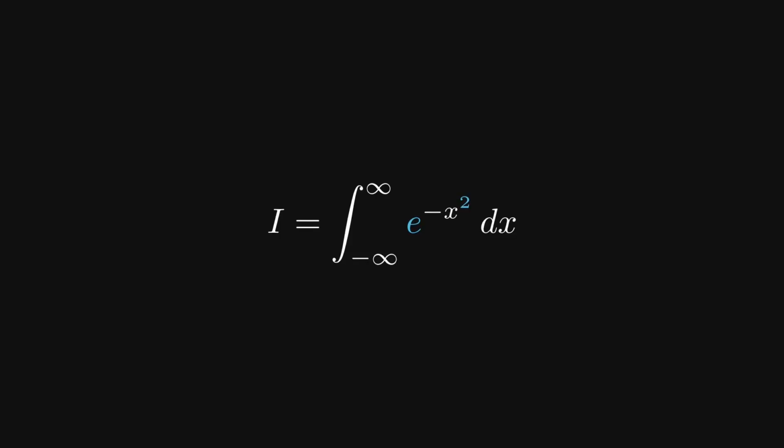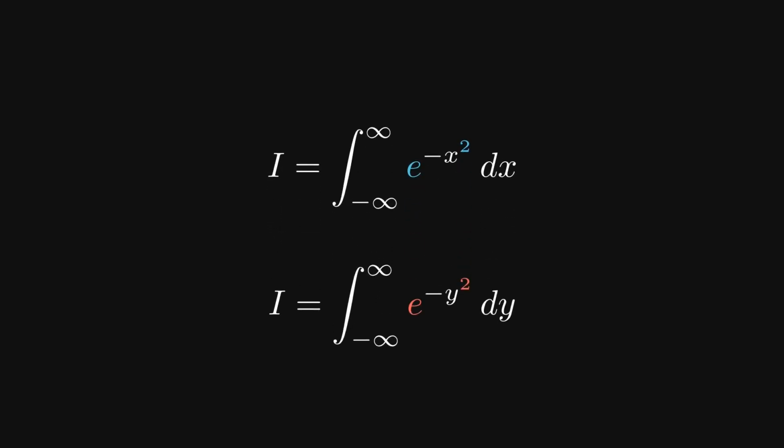Here's where the genius begins. We have I equals the integral of e to the negative x squared dx. Now watch this. Since we're integrating with respect to x, the choice of variable name doesn't actually matter. We could just as easily write I equals the integral of e to the negative y squared dy, or any other variable. The value is exactly the same because we're just using a dummy variable for integration. This might seem trivial, but it's the key to everything.